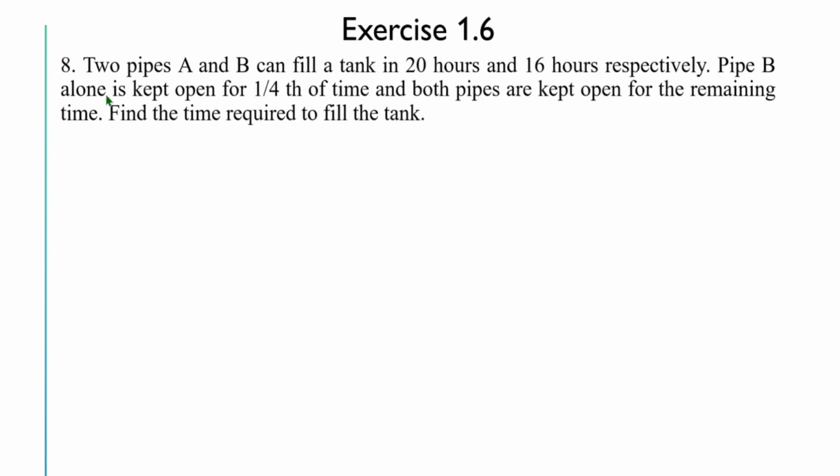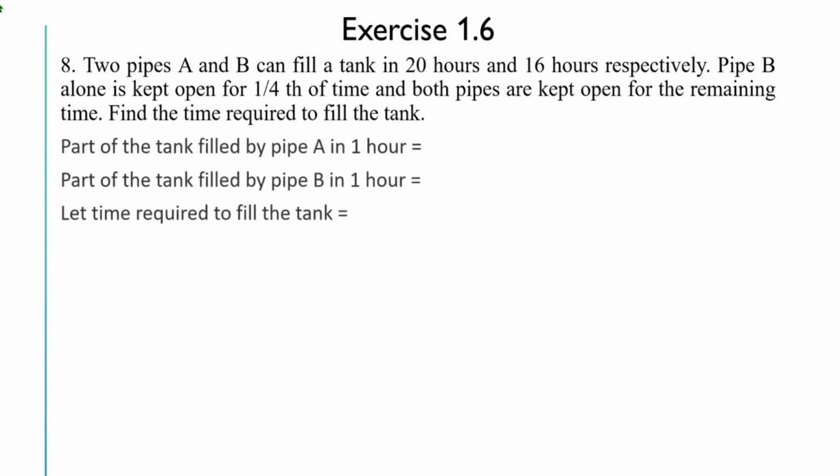Next question. Two pipes A and B can fill a tank in 20 hours and 16 hours respectively. Pipe B alone is kept open for 1/4 of the time and both pipes are kept open for the remaining time. Find the time required to fill the tank. So we are given the part of the tank which is filled by pipe A in 1 hour is 1 by 20 and part of the tank filled by pipe B in 1 hour is 1 by 16.